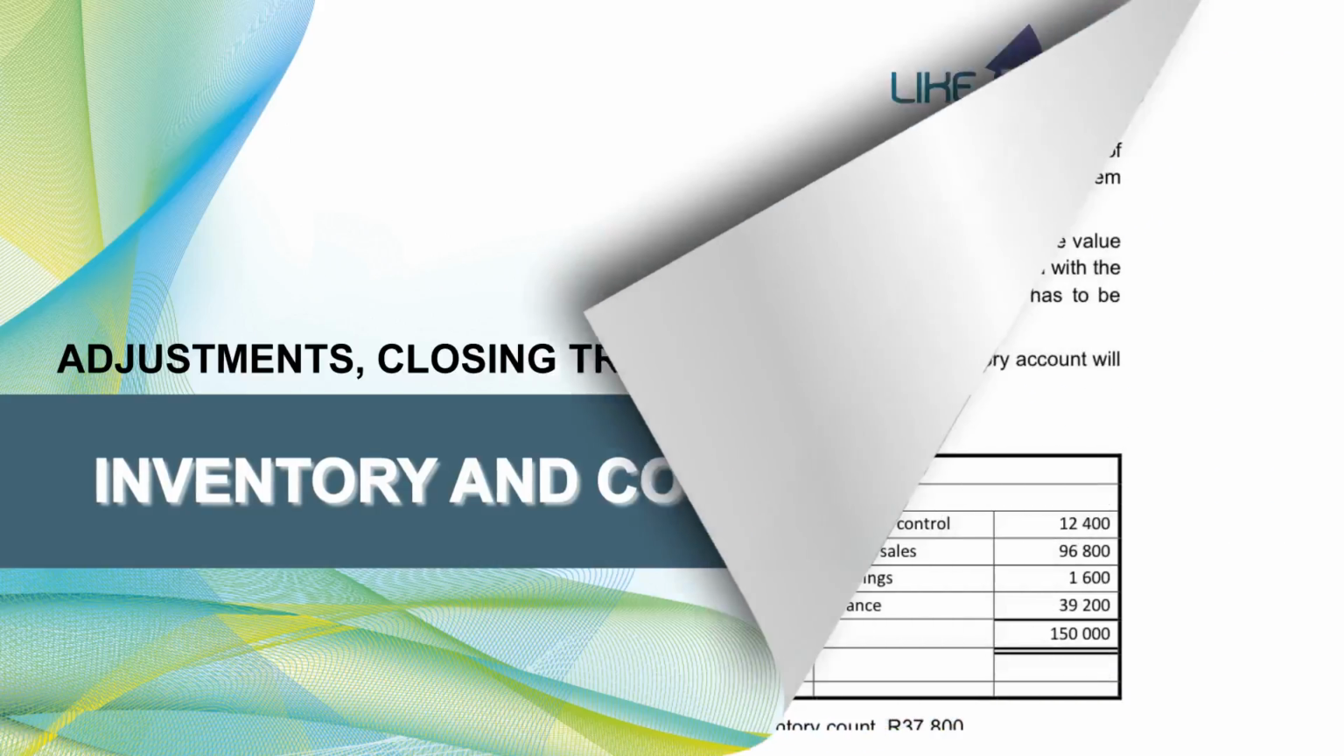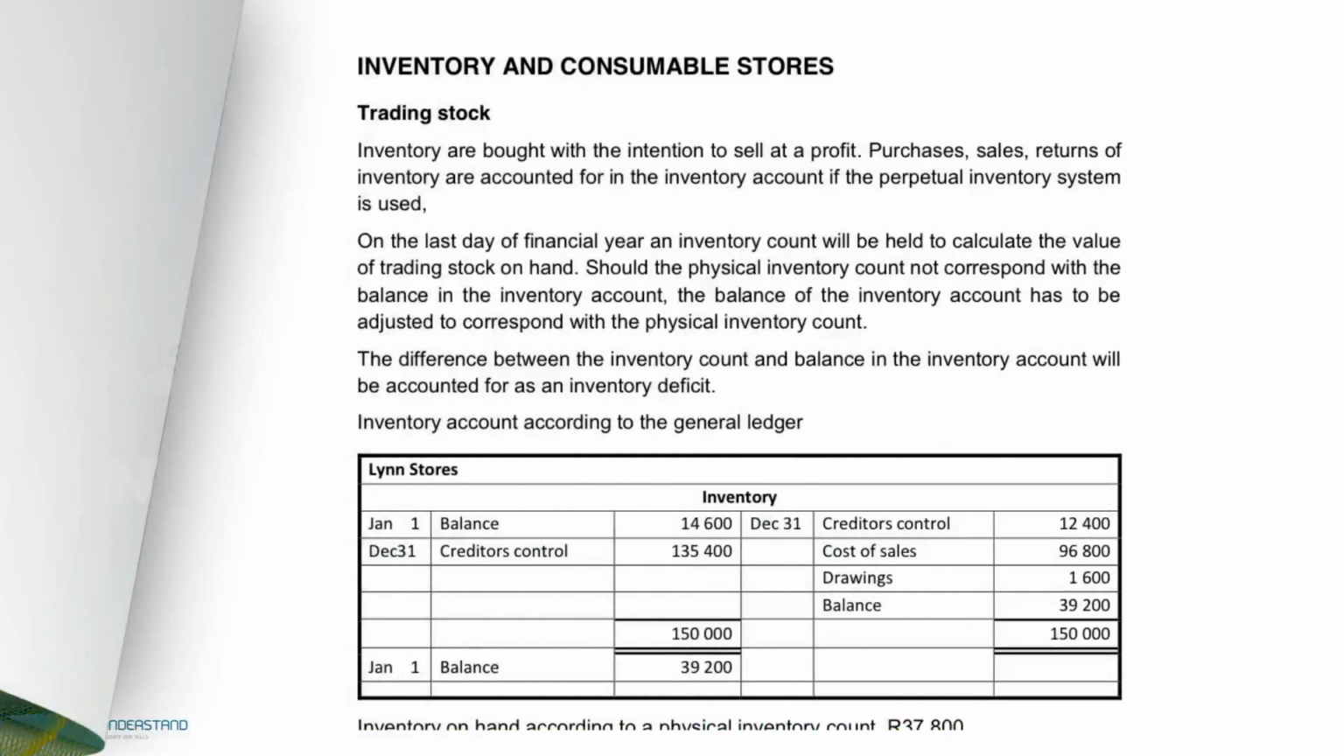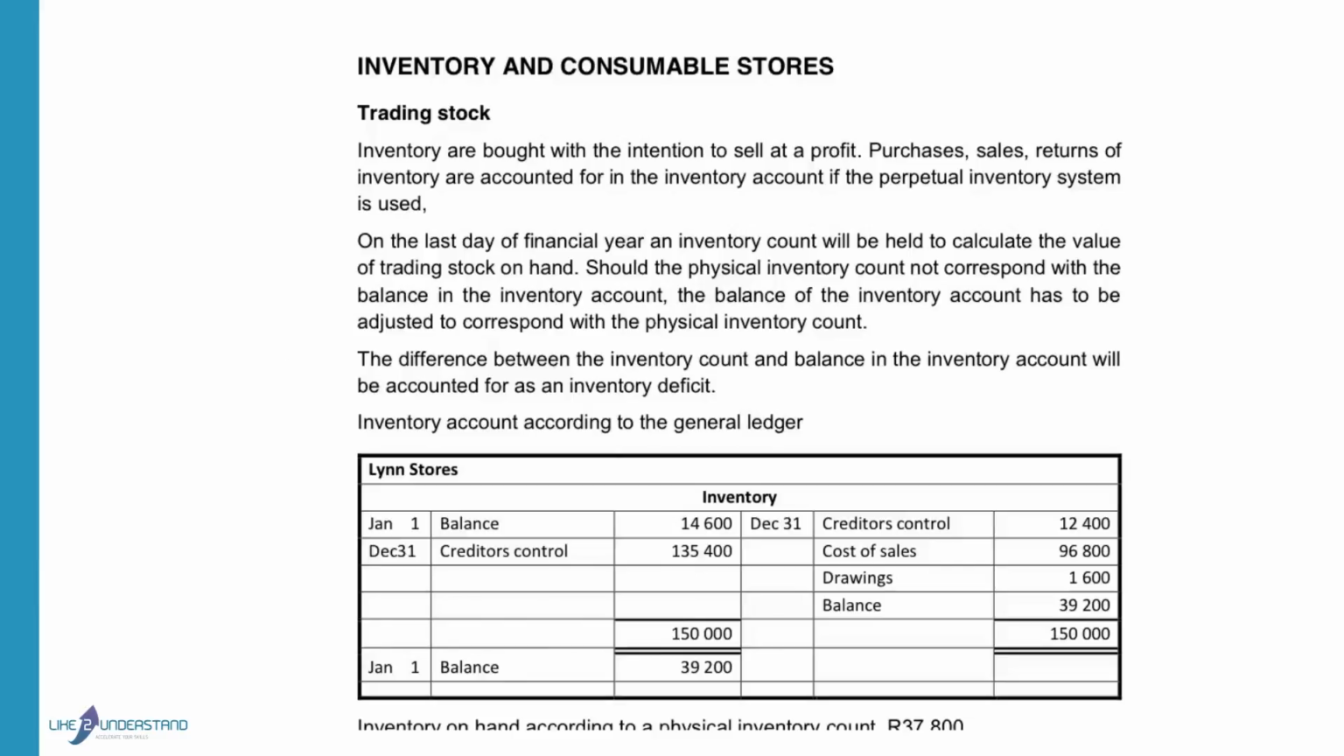Good morning. We will pay attention to inventory and consumable stores today. Trading stock. Inventory that was purchased with the intention to sell it at a profit is called trading stock or inventory. Purchases, sales, returns of inventory are accounted for in the inventory account when the perpetual inventory system is used.